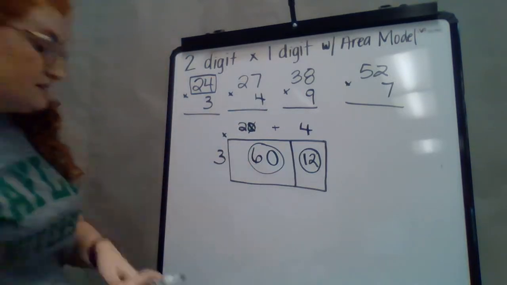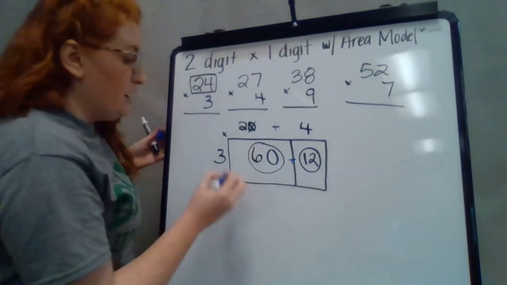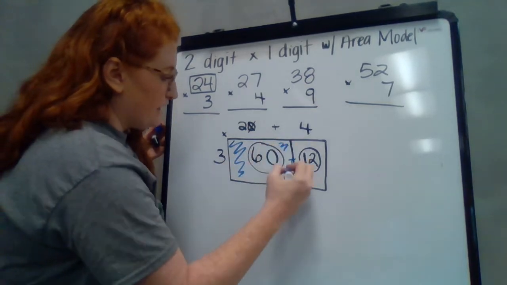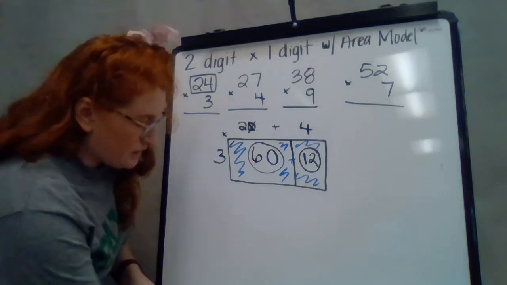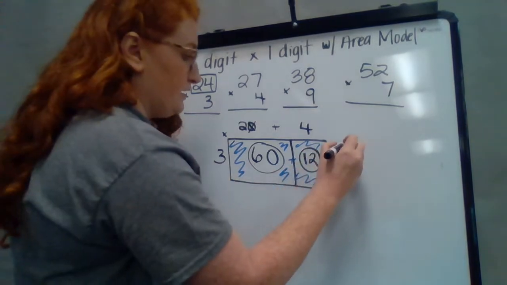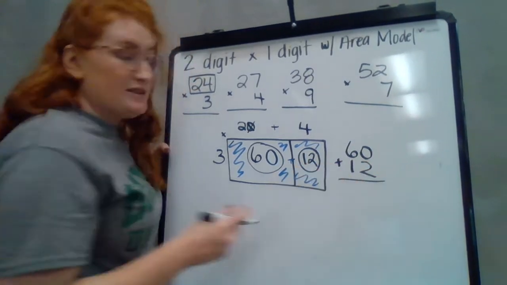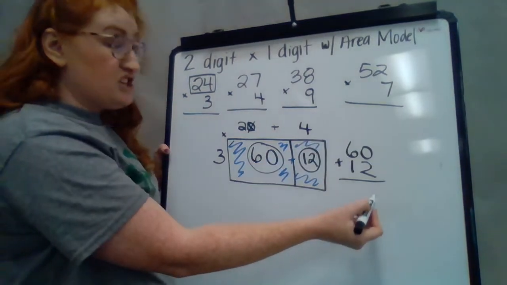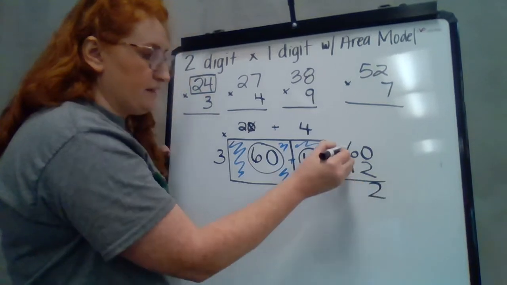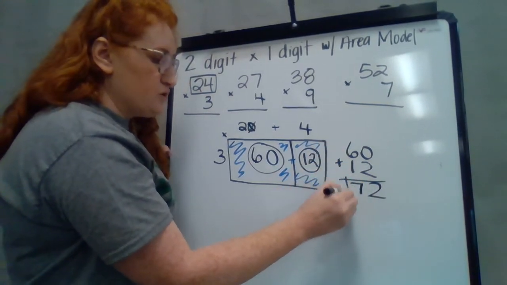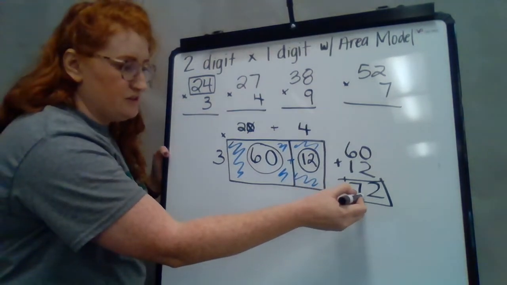We're going to take 60 and 12, and we're going to add them together because we're trying to find out how much area all of this takes up. So on the side, I'm going to take the two numbers that I circled, 60 and 12, and I'm going to add them together. Remember, in addition, we always start on the right side. 0 plus 2 is 2, and then 6 plus 1 is 7. So I have just solved 24 times 3, which is 72.